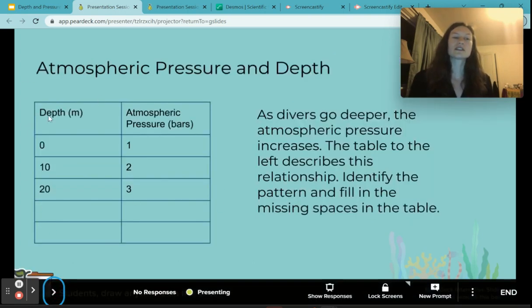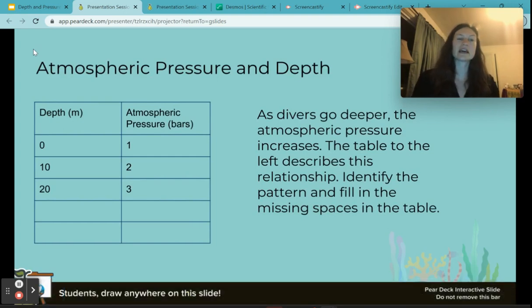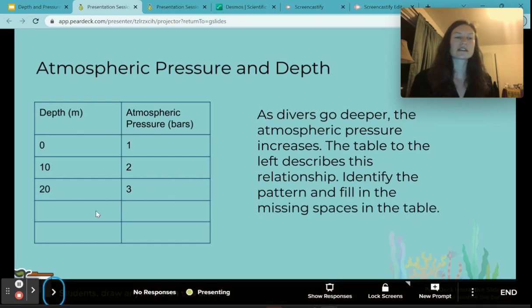Okay, so let's take a look at this table. As divers go deeper, the atmospheric pressure increases, and we can see that in this table. One thing you'll notice is at 0 meters, there's already 1 bar of atmospheric pressure. Some people call the unit atmospheres, like 1 atmosphere or 2 atmospheres. We're going to call it bars. That's also used as well. So I want you to identify the pattern and then use the draw tool, use the text tool in here to fill out the rest of the table.